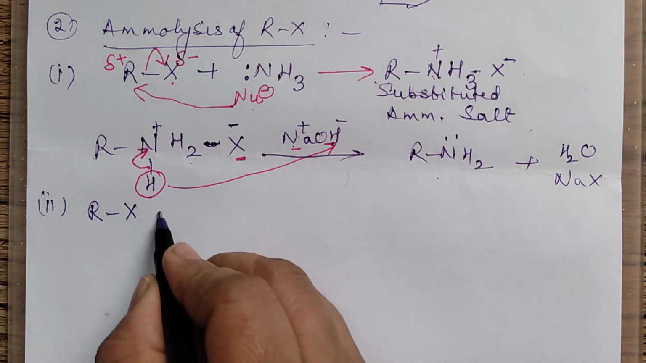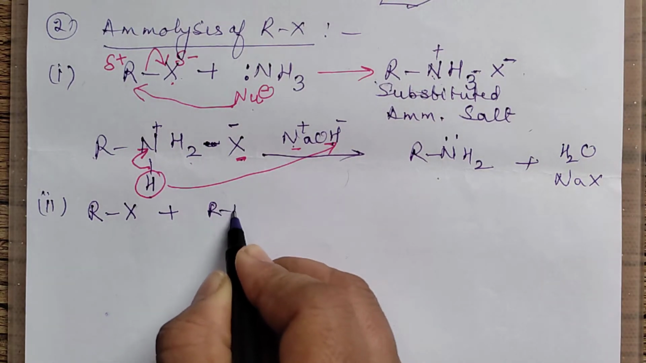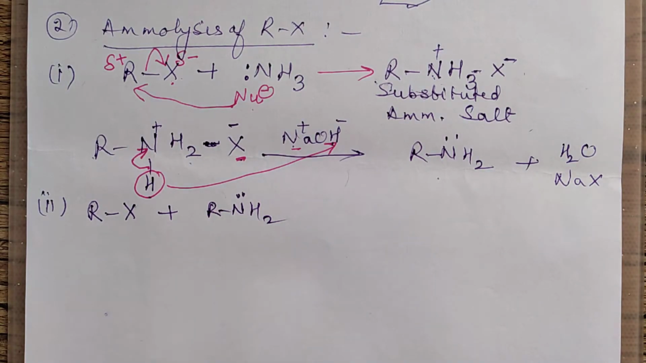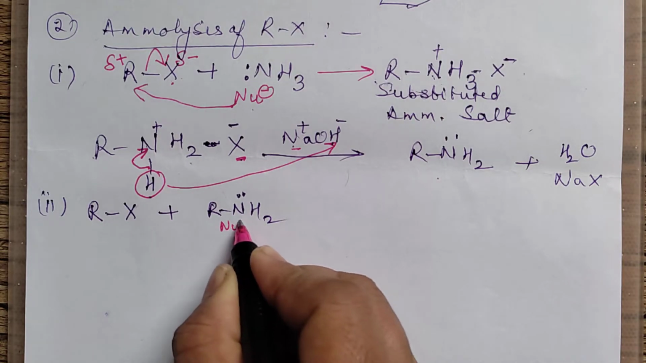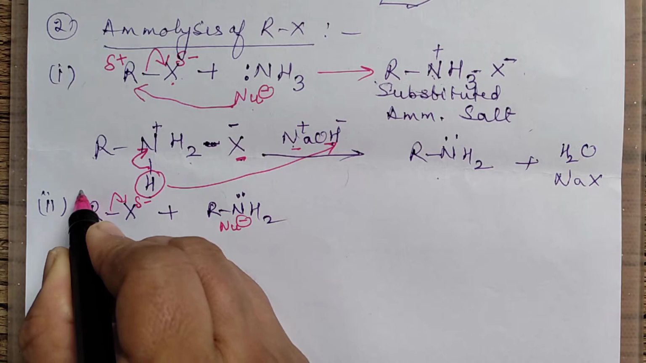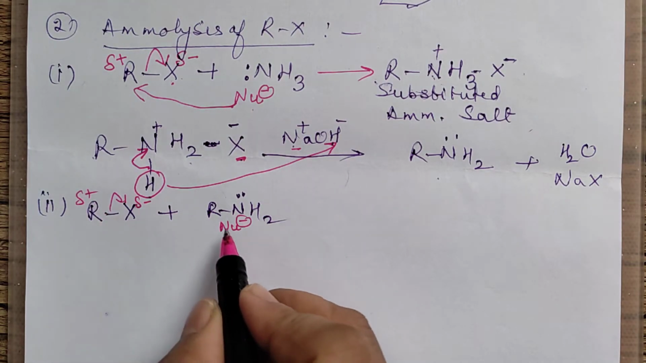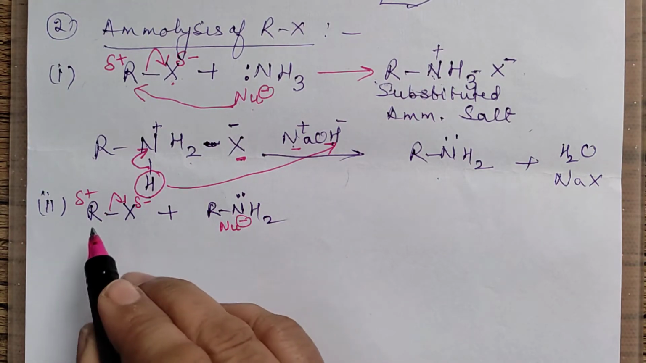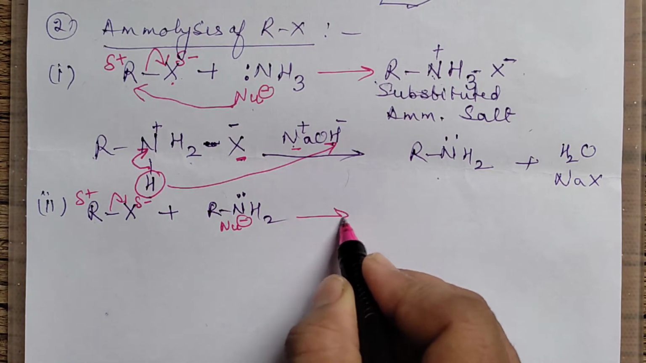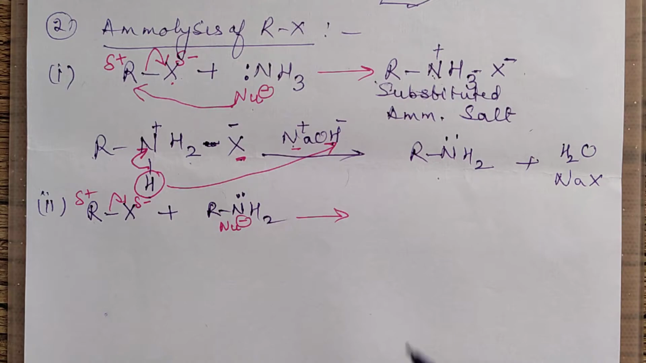This RX will now react with this RNH2 molecule. Again the same thing happens. This part is now acting as a nucleophile, and we know this is going here, this is getting a negative charge, this is getting a positive. So through this N, now it will get linked to R. So what exactly the product is, we will write down here.